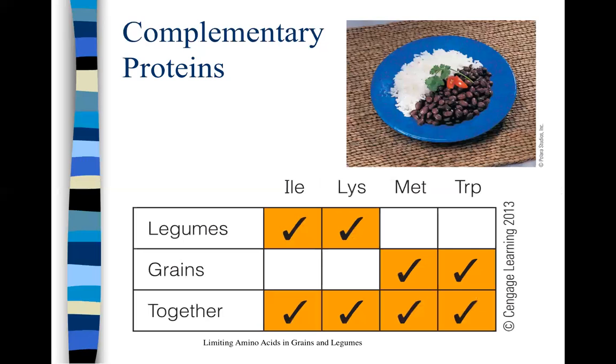So if you ate legumes in the morning, you would have high levels of isoleucine and lysine. Those could be moved to your amino acid pool as a reserve. And then, say later in the day when you ate grains, you would be able to draw from that amino acid pool for isoleucine and lysine, and you would deposit into that amino acid pool methionine and tryptophan.